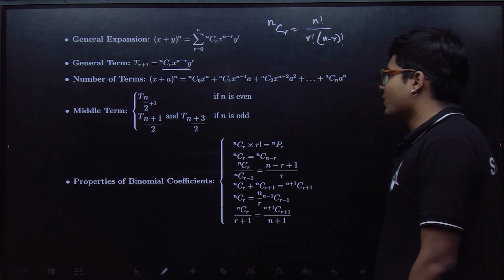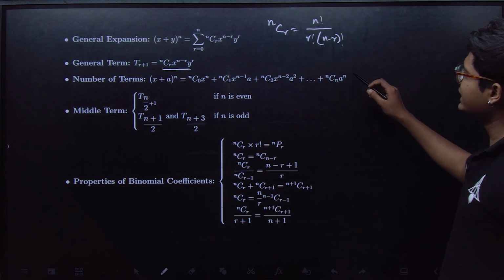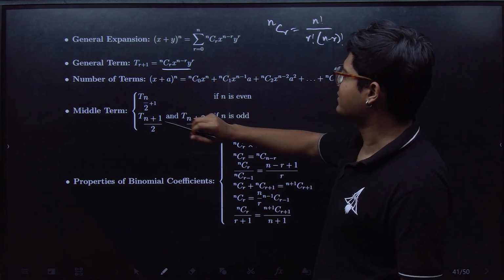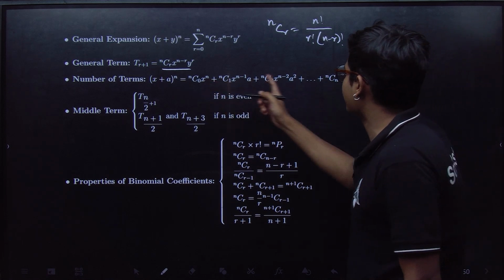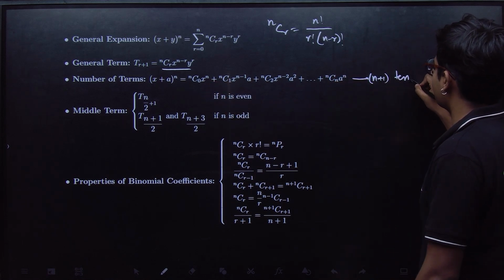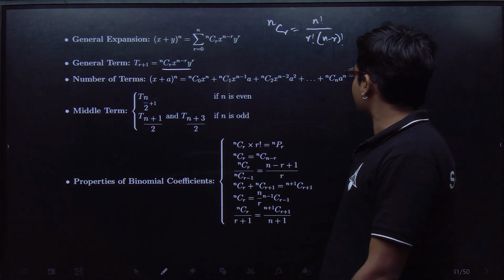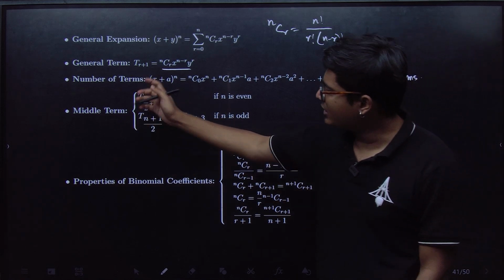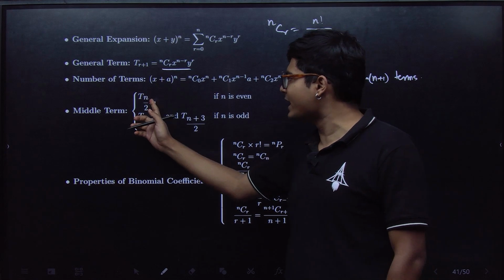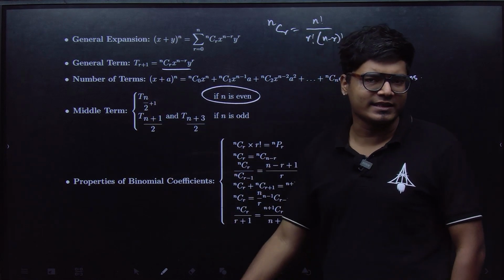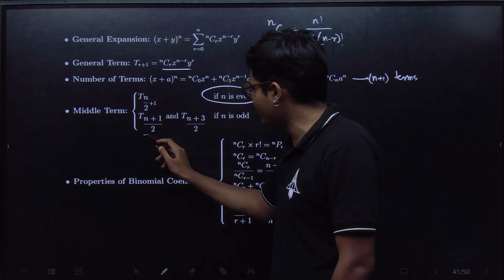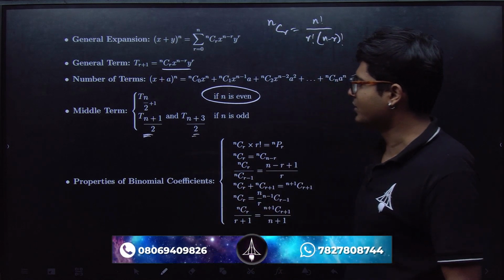Alright. Now if you talk about the number of terms, you can see clearly you get n plus 1 terms. If you raise this to the power n, you get n plus 1 terms in total, starting from n choose 0 all the way till n choose n, okay? Now the middle term of this expansion is given by T(n/2 + 1) if n is even, and if n is odd, you get two middle terms, which are the ((n+1)/2)th term and the ((n+3)/2)th term, okay?